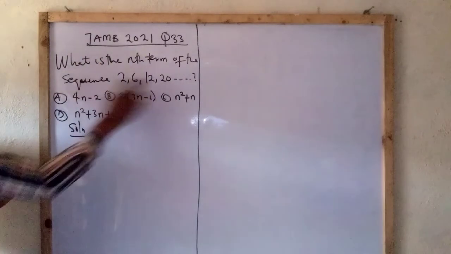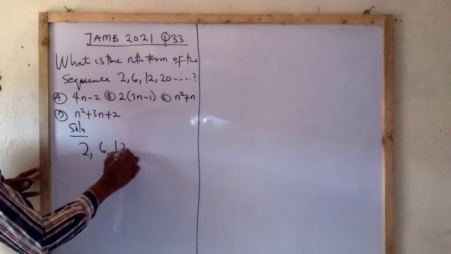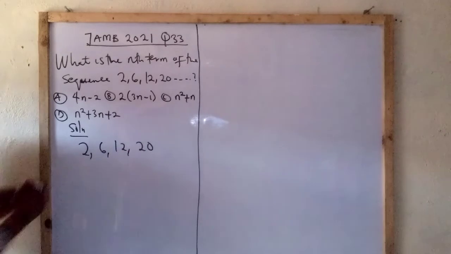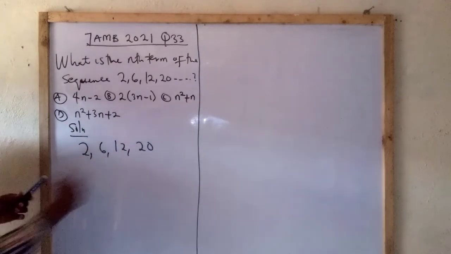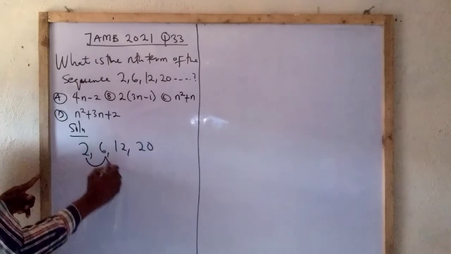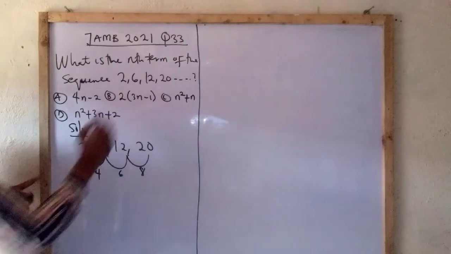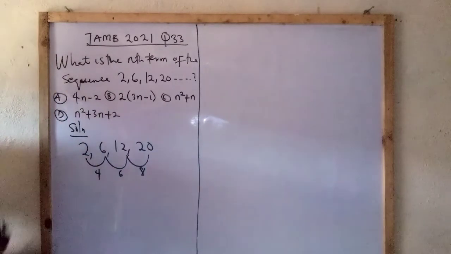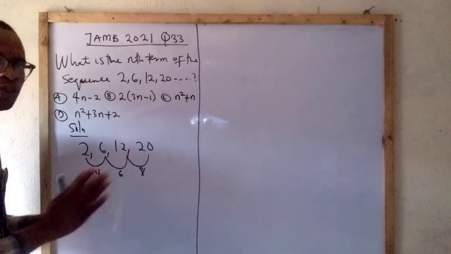Now, looking at the sequence given to us, we have 2, 6, 12, 20. You observe that there is no common difference between them. The difference between this and this is simply 4. The difference between this and this is simply 6. And here to this is simply what? 8. That is when you subtract. Now, you must make sure that you get the same constant term before you stop.